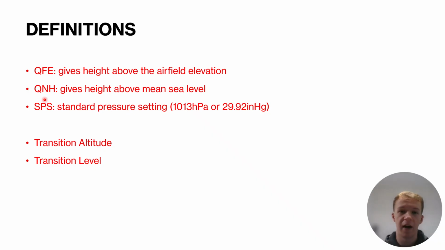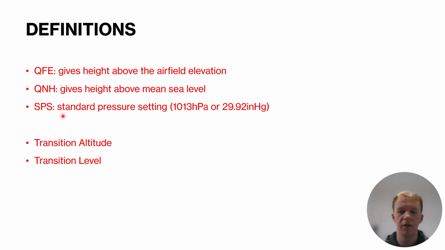Your QNH, on the other hand, is the one you'll probably be flying with most of the time. That gives you height above mean sea level. So that's a difference. So when you land using QNH, you won't actually get a reading of 0. You'll get a reading of whatever the aircraft is above mean sea level. However, when you land using QFE, you will read 0 because you're 0 feet above the airfield elevation.